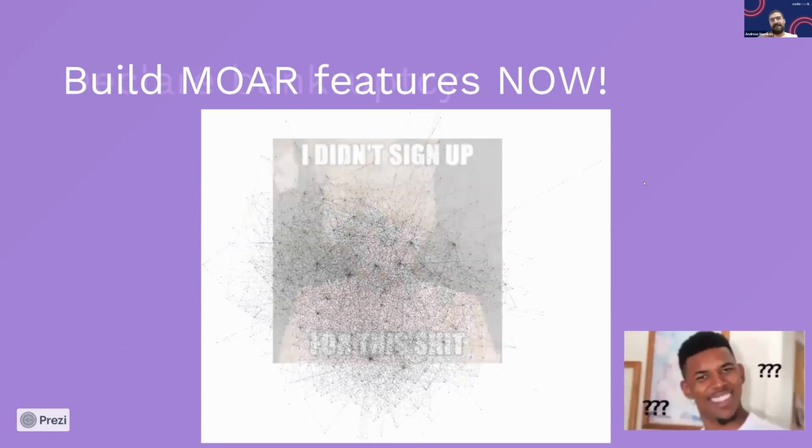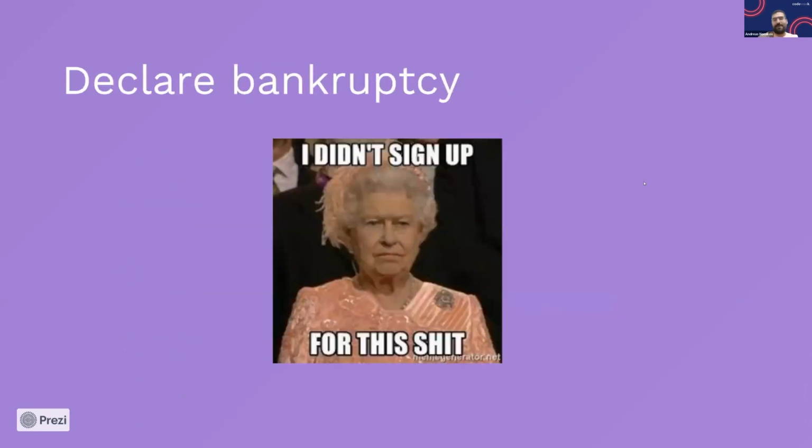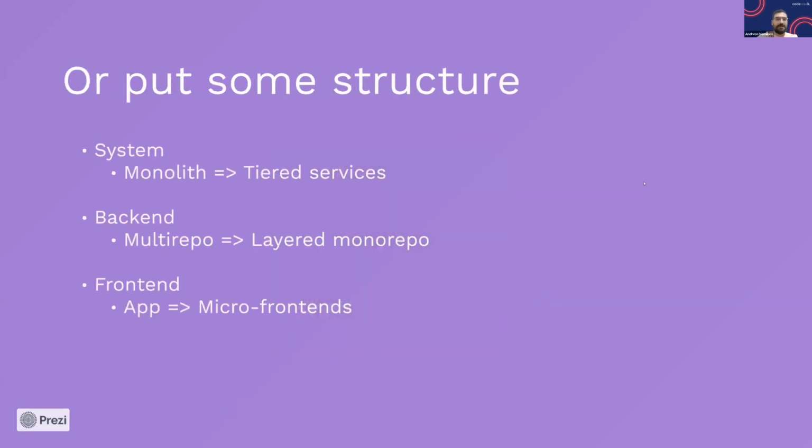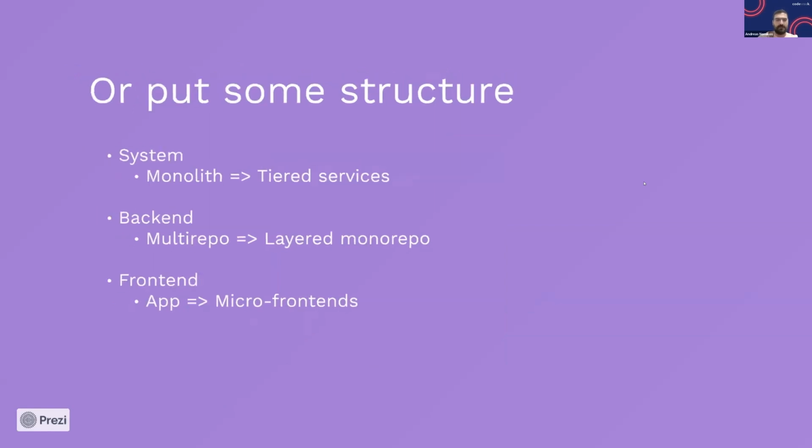And at that point you have 2 options. Either you declare bankruptcy, and this is the point where you actually see a lot of the early engineers leaving for new greener pastures, or you start adding some structure. A lot of the structure that you see is at the system level, going from a monolith to tiered services. On the backend services, you see going from a multi-repo usually to some sort of layered monorepo to scale the tooling infrastructure. And on the front end, you might see going from a single app into micro front ends. And I think there's a talk tomorrow about micro front ends as well.